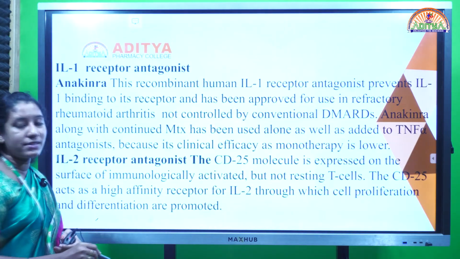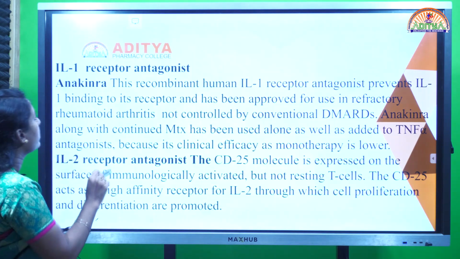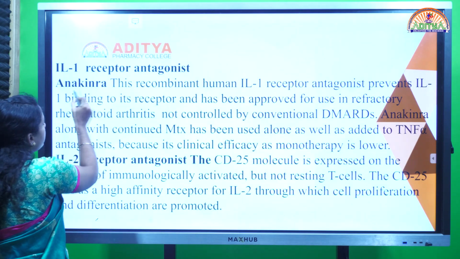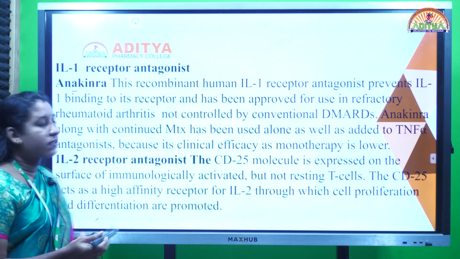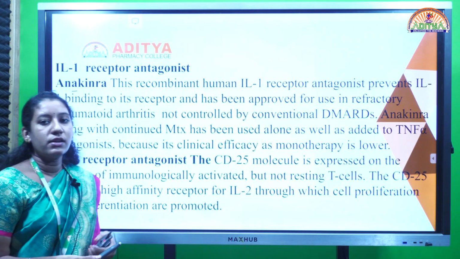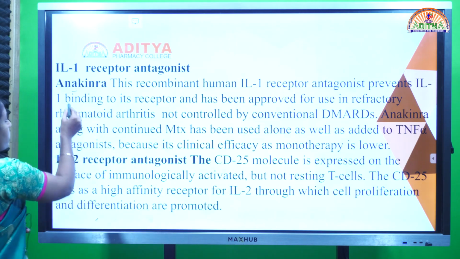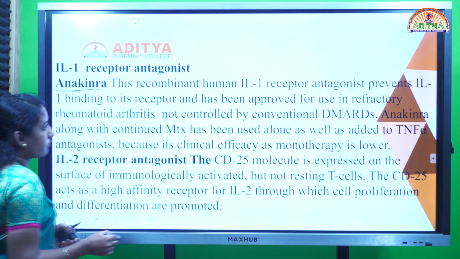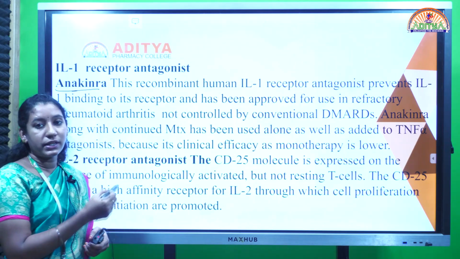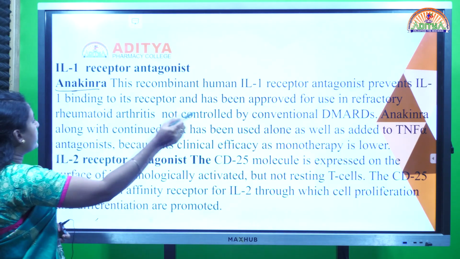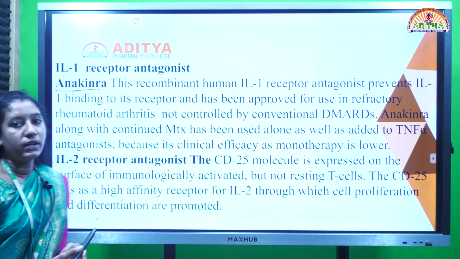And the next class in the biological agents is interleukin 1 receptor antagonist. It is in the name itself. The drugs which belong to this class will inhibit the IL-1 receptors. Interleukins are also involved in the immune responses, right? So this class of drugs will inhibit interleukin 1. The first one is anakinra. It binds to the IL-1 receptor and acts as an antagonist to the IL-1 receptors, and it prevents the activation by interleukin 1 binding to its receptor. It is used in the conditions of rheumatoid arthritis.